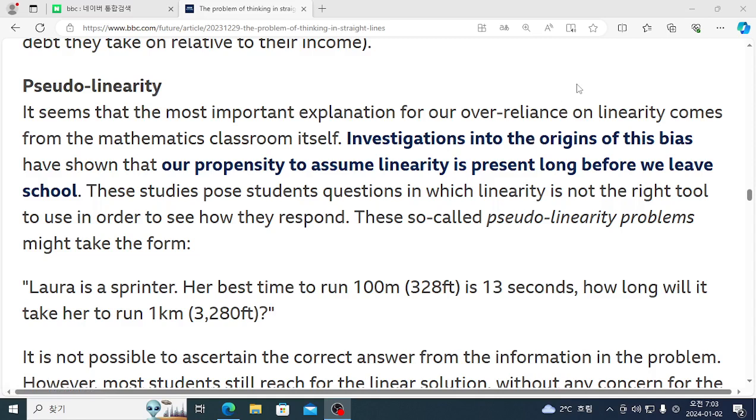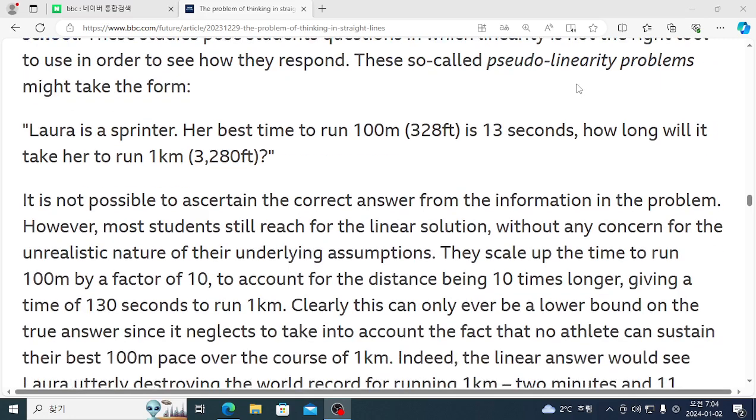Investigations into the origins of this bias have shown that our propensity to assume linearity is present long before we leave school. These studies pose students questions in which linearity is not the right tool to use, in order to see how they respond. These so-called pseudo-linearity problems might take the form: Laura is a sprinter.